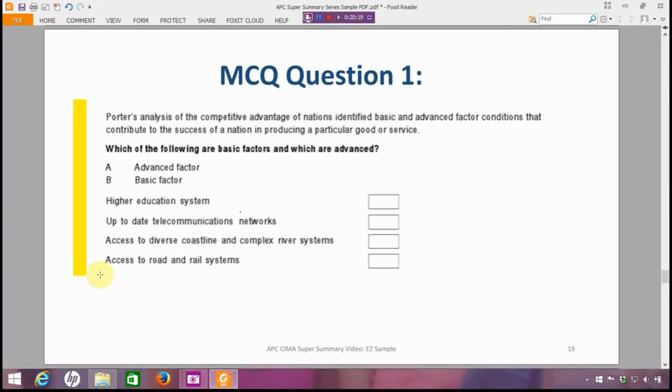You'll see that in this particular case, we're asked to look at 4 key areas here, and we're asked to really split them between basic and advanced factors. So it's a sort of mid-level difficulty question. I've annotated after each question the answer.